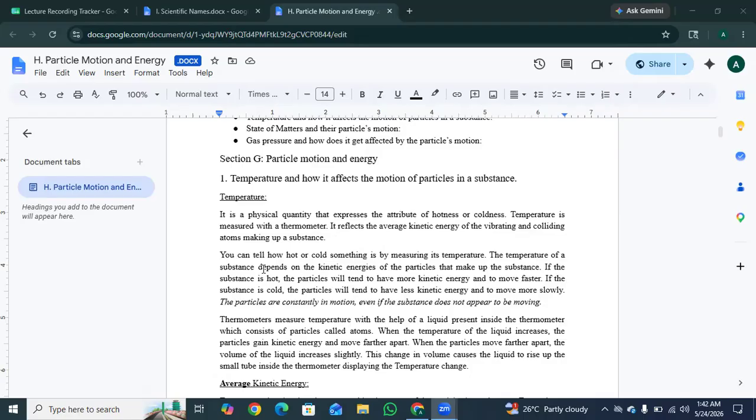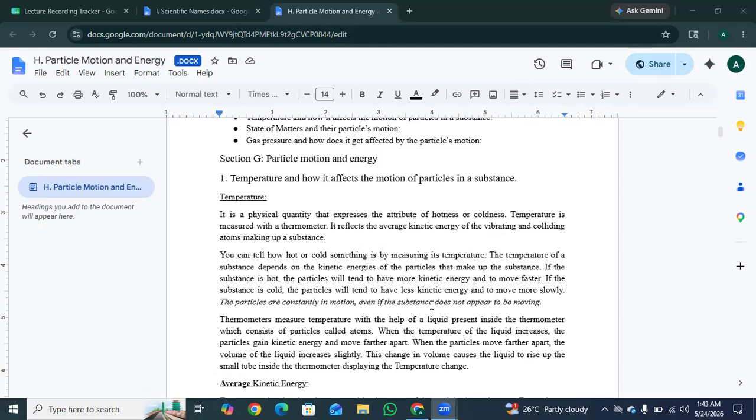The temperature of a substance depends on the kinetic energies of the particles that make up the substance. If the substance is hot, the particles will tend to have more kinetic energy and to move faster. If the substance is cold, the particles will tend to have less kinetic energy and to move more slowly. The particles are constantly in motion even if the substance does not appear to be moving.